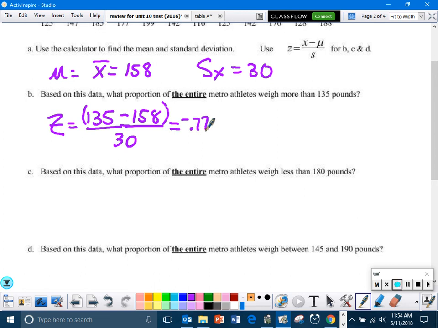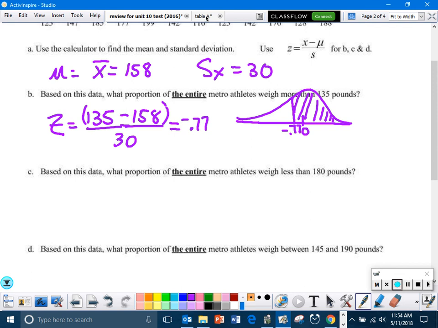Now, first of all, the next thing we should do is draw our picture. Okay, negative 0.77 is on the left. And based on the information, more than means we should shade to the right. Now, if we're going to use the table, remember the table only gives the values to the left.